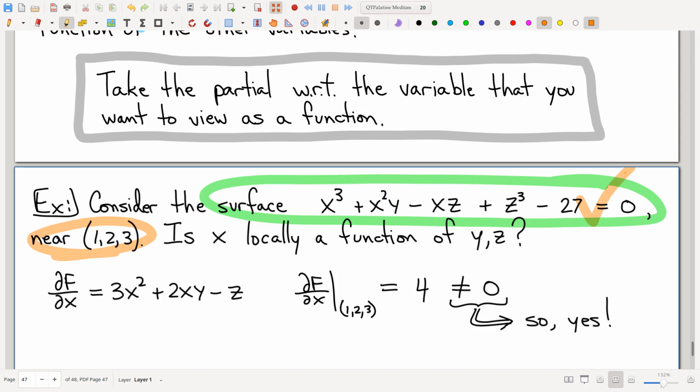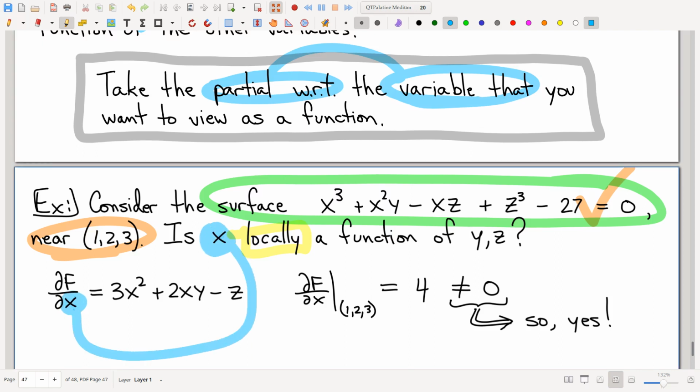So I have a point on this surface, and I want to know near that point, and again, there's this word locally, right? Can I view x as being a function of y and z? And notice I'm taking them out of alphabetical order, right? And this could go either way, whatever. I want to view x locally as being a function of y and z, and so we have a test for this. And again, whichever variable you want to view as being a function, that's the one that you take the partial with respect to. I want to view x as being a function, so I take the partial with respect to x. Is that cool? Yeah. Okay, well, so then it's all plug and chug from here.